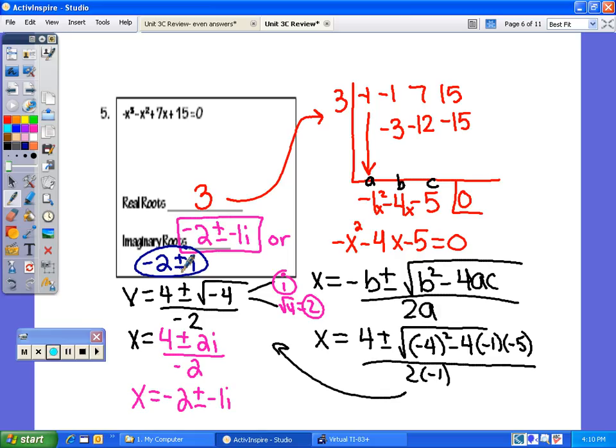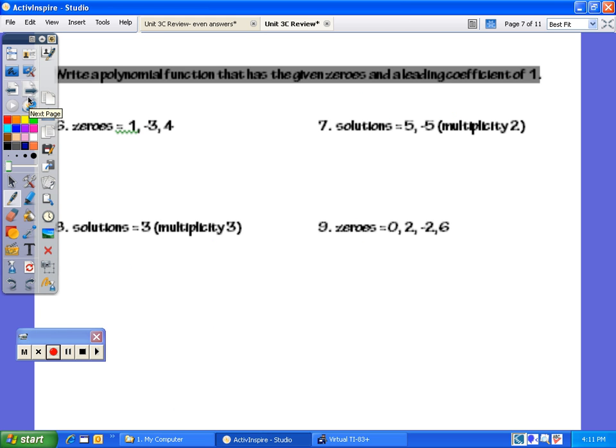Alright, aside from number 10, this is probably one of the last long problems. For number 6, you guys are all really good with this. Just do the opposite. x minus 1, x, that becomes a plus 3, and that becomes x minus 4.